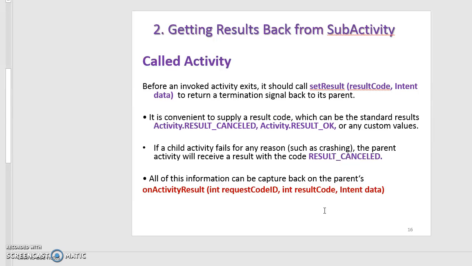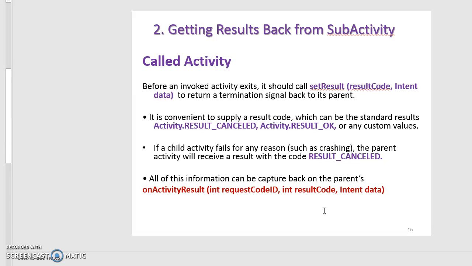We proceed ahead. When we come to the parent activity, in onActivityResult we check the result code: is it RESULT_OK or not? If the result code is okay, we then check whether it is my request code. If it is also my request code, then we get the data from this intent.